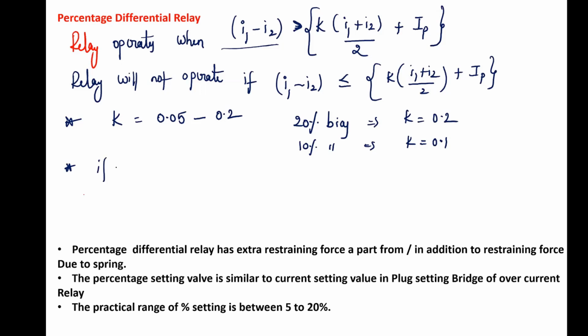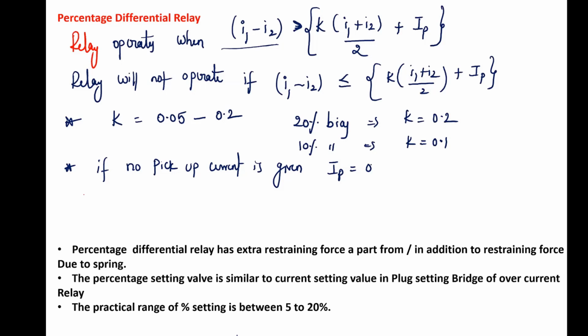If no pickup current is given, then you have to substitute IP equal to 0 in the above condition. Okay, so this is about the percentage differential relay.